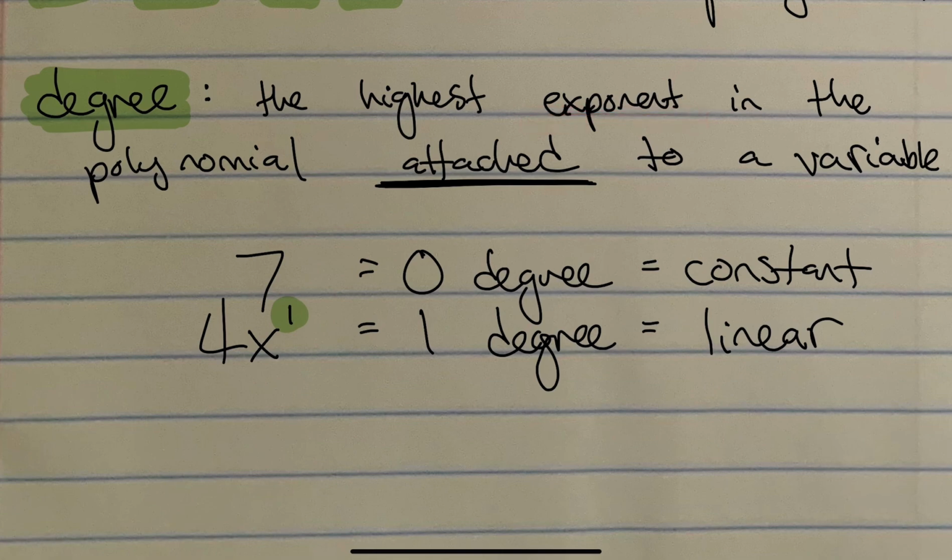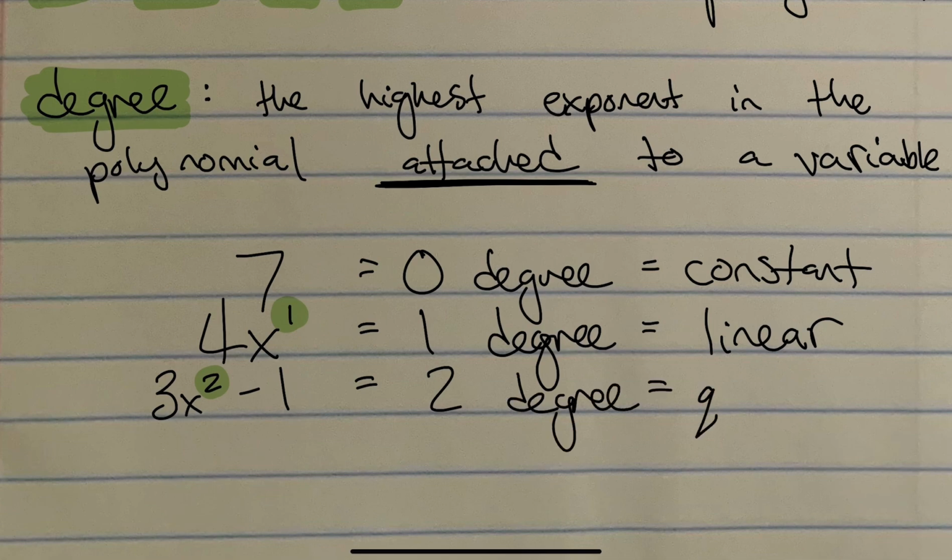Well, what if we have something bigger than that? What if we have 3x minus 1? Okay, so I'm looking for the degree. Remember, that's going to be whatever your exponent is, the highest one. So we got 2 degrees. That is going to be a quadratic equation, or a quadratic polynomial. And that's just because it's got that 2 on the end there.